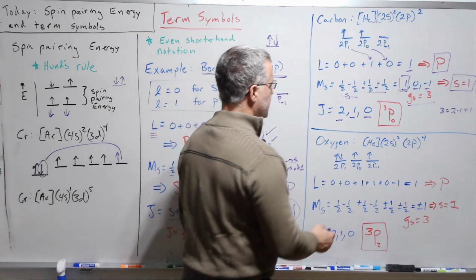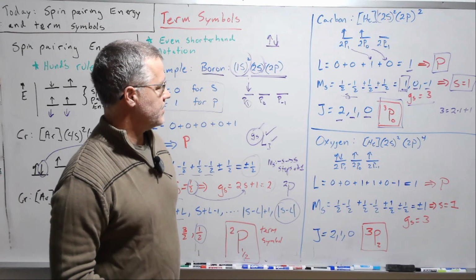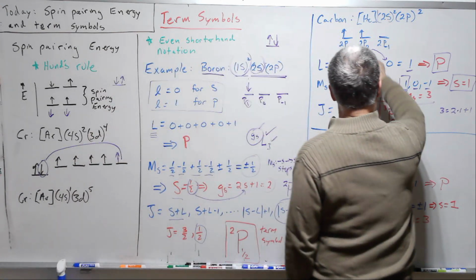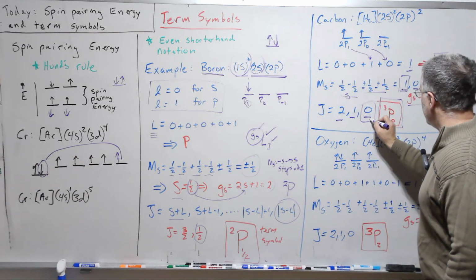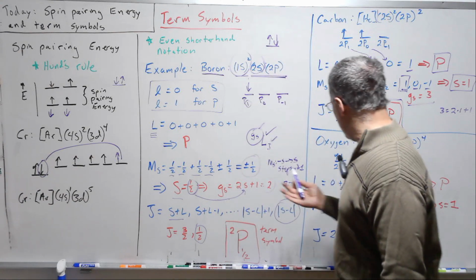So our overall term symbol is 3P0 for this. Again, because this is less than half full, we choose the smaller J value. Okay, well, let's do oxygen.